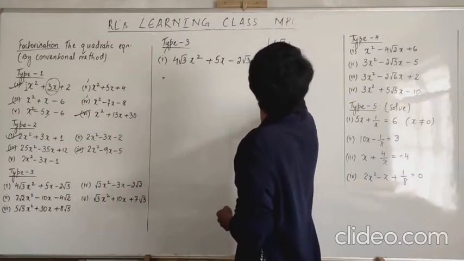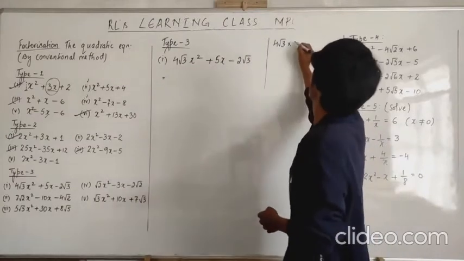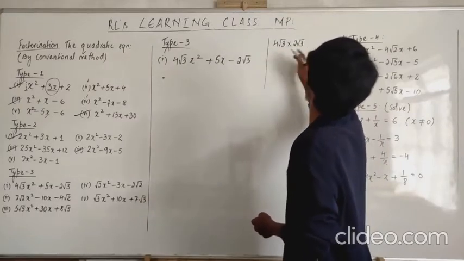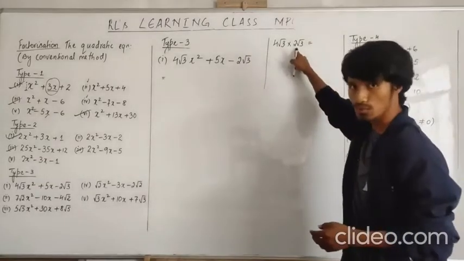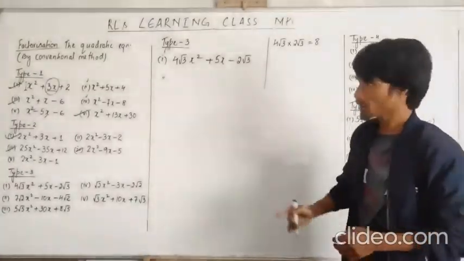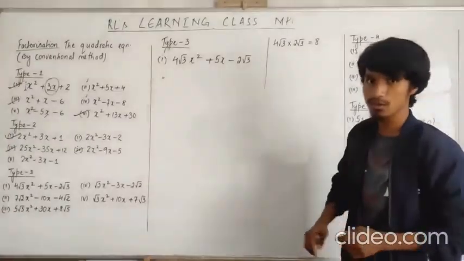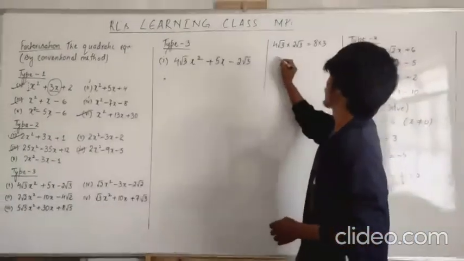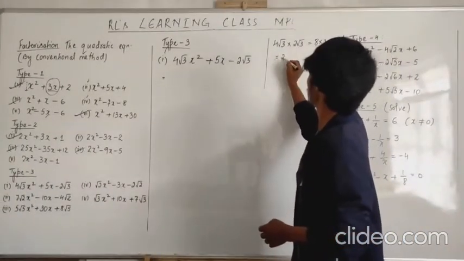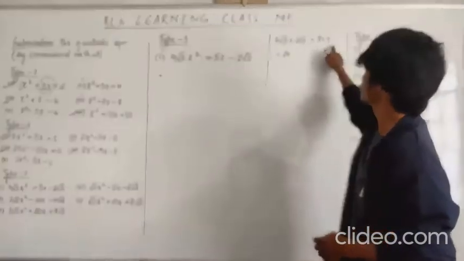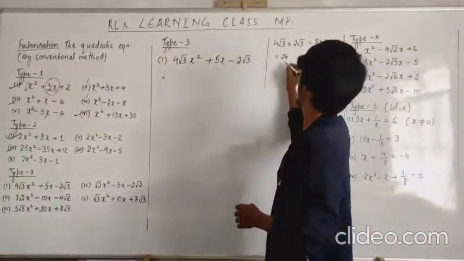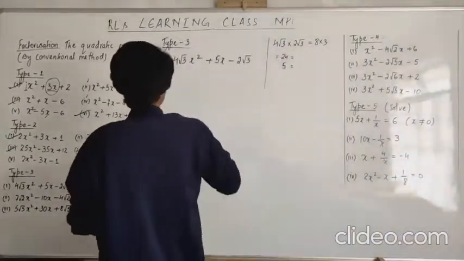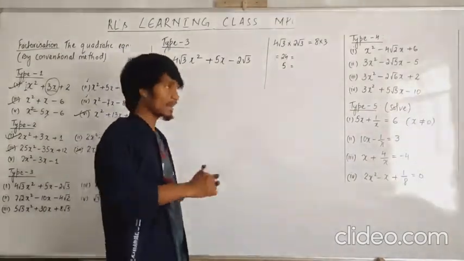4 root 3, but here is 2 root 3. Then how much did we get? 4 into 2, 8. Then root 3 into root 3, we got 3. Then 8 into 3, we got 24. But here is 5. Now 4 root 3 into 2 root 3, we multiply it.